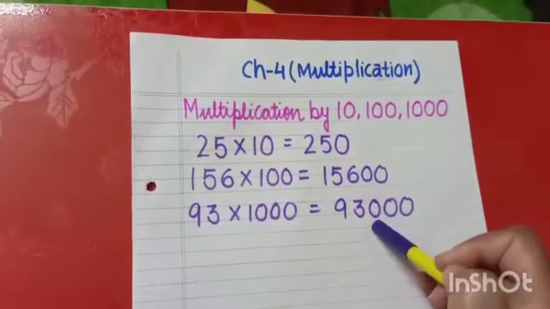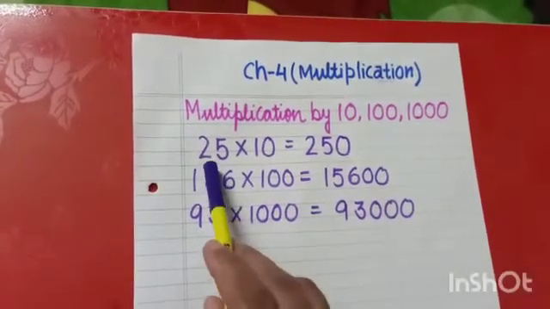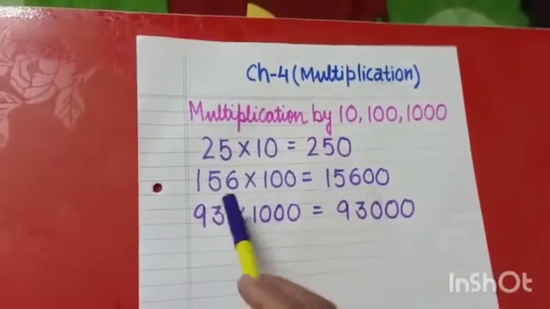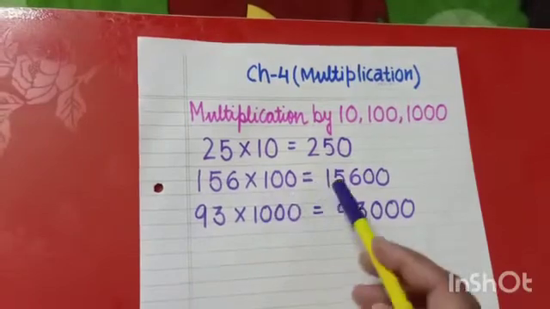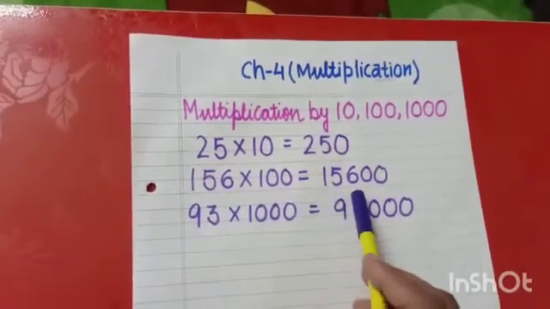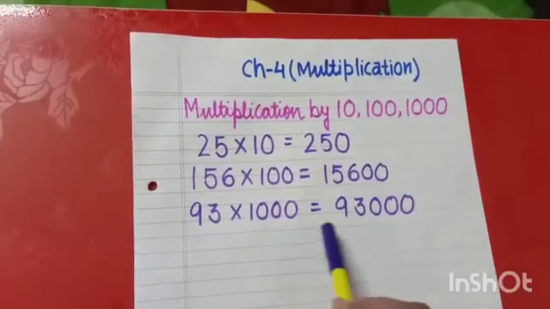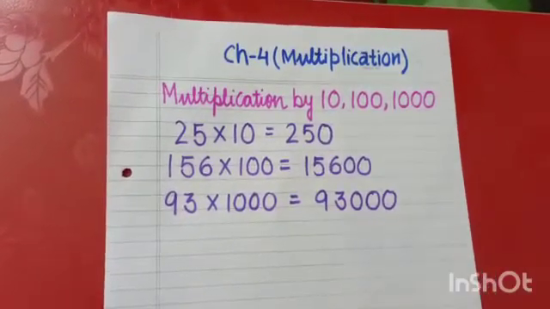I am recapitulating it once again. See, 25 tens are 250, 1 zero will be added. 156 into 100, 156 ones are 156, 2 zeros will be added. 93 ones are 93 and 3 zeros will be added.